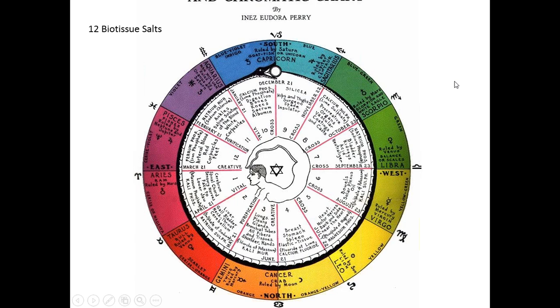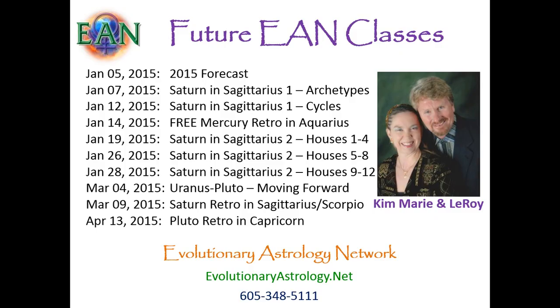That's the 12 homeopathic salts, and you can see them listed right here around the outer circle. And this is medical astrology or health and wellness astrology, head to toe, Aries to Pisces, and this was some of her interpretations of that. This is taken from the book.